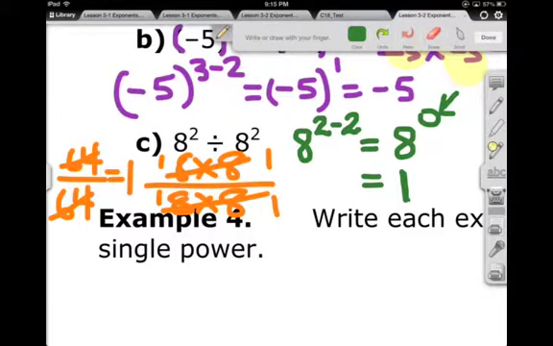There's an exception to this because 0 is an absence of value. You can't have 0 to the first power equaling 1. 0 is an exception. 0 to the first power does not equal 1. It simply equals 0. So we don't work with 0. We work with numbers other than 0.